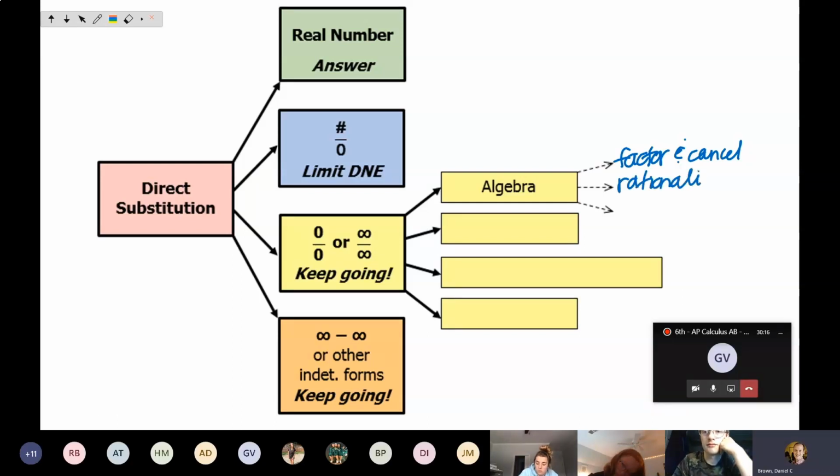Should we write this down? I would, yeah. The next thing I would try to do is rationalize.